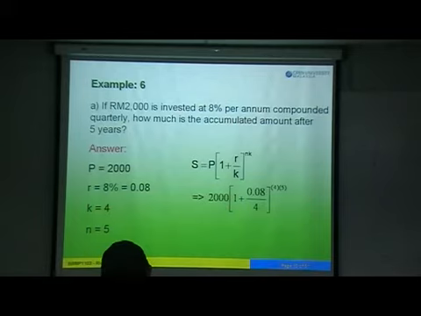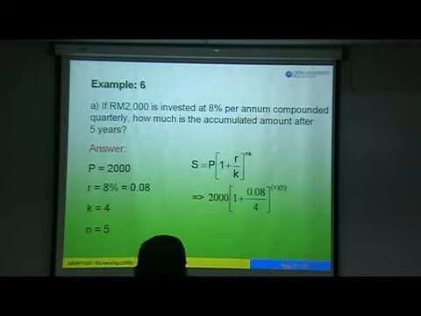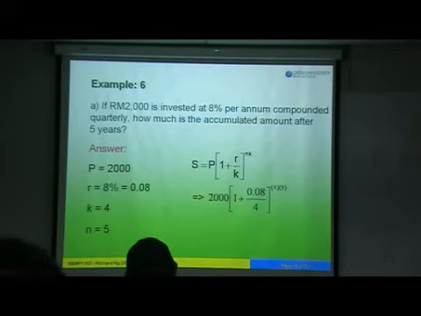So when you go to the second step, what must you do first? Remember during our workshop, in the very beginning, we have BODMAS, B-O-D-M-A-S. That means you start with whatever is in the bracket. So bracket first, everything outside don't touch. Just do whatever inside the bracket. So inside the bracket, 0.08 divided by 4 first. You must do division, then only plus. So you will get 0.02, then plus 1, you get 1.02. Then the power here, 4 times 5, you get 20.